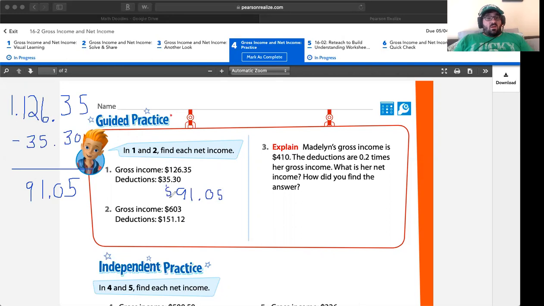Now, I'm not confident in my work, so I'm going to use magic math to check my work. 1 plus 2 is 3, plus 6 is 9, plus 3 is 12, plus 5 is 17, which is 8. 3 plus 5 is 8, plus 3 is 11, which is 2. So 8 minus 2 is 6. So let's check it. 9 plus 1 is 10, plus 5 is 15, which is 6. Okay, so I'm more confident now. I checked my work. Let's go to question number 2.